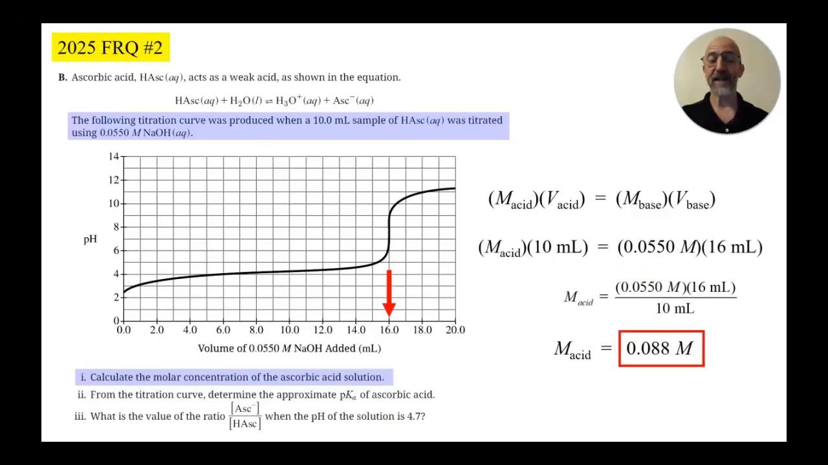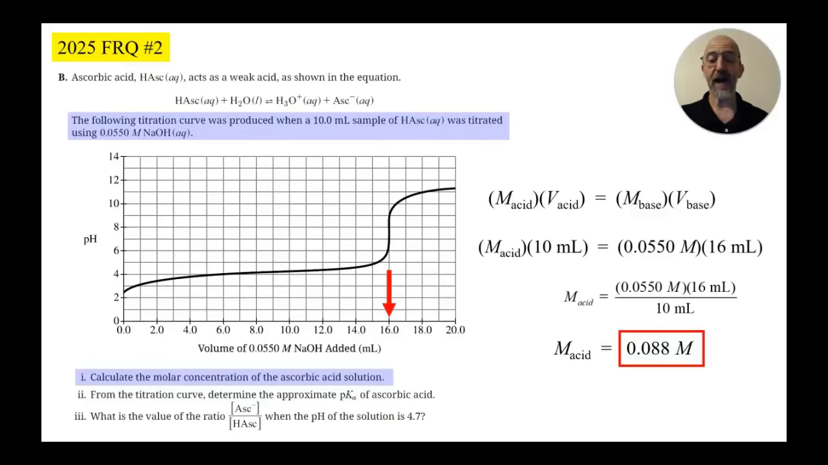Now, there's the correct answer. Molarity of acid times 10 milliliters equals the molarity of the base, the sodium hydroxide, the 0.0550 molar, times 16, which again, that 16 comes from the volume at the equivalence point of the titration. So that is the correct setup and the correct answer.